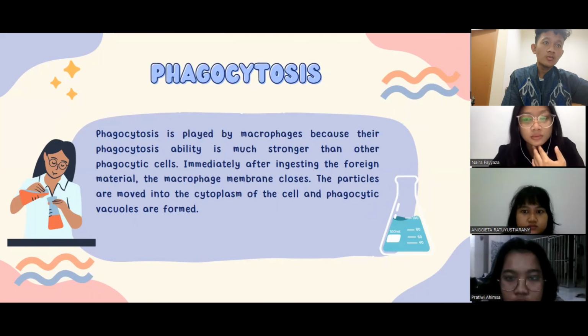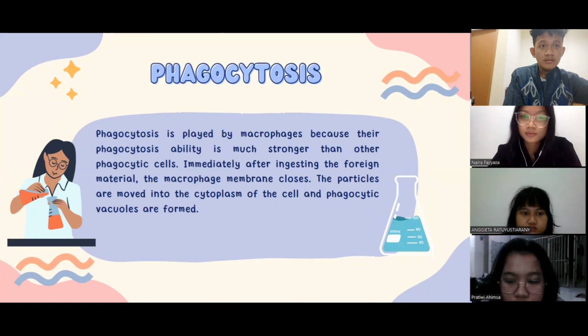Phagocytosis is performed by macrophages because their phagocytosis ability is much stronger than other phagocytic cells. Immediately after ingesting the foreign material, the macrophage membrane closes. The particles are moved into the cytoplasm of the cell and phagocytic vacuoles are formed.